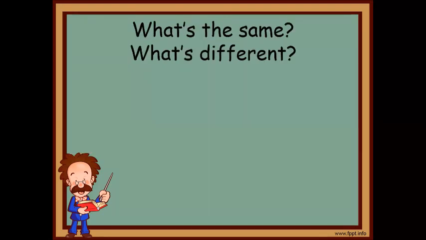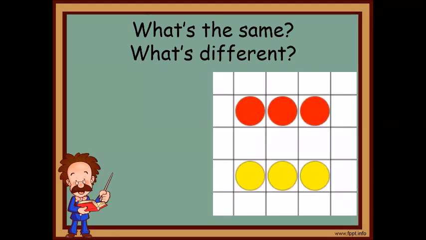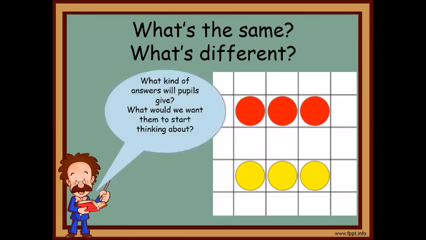But this is the question that I challenge people to use, and I think this could be used in all ages. What's the same, what's different when you look at those? And even that, if they've been talking before that yellow represents +1 and red equals -1, then I think we start talking about what kind of answers pupils will give, what we would want them to start thinking about. I'd want them to realize that the size of -3 is actually the same as +3. And I think that's really important.